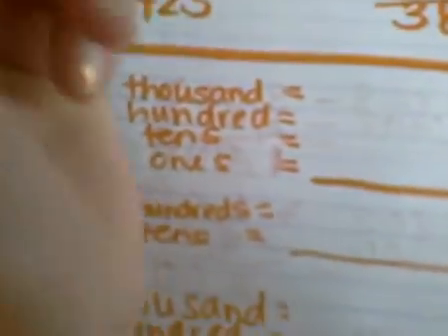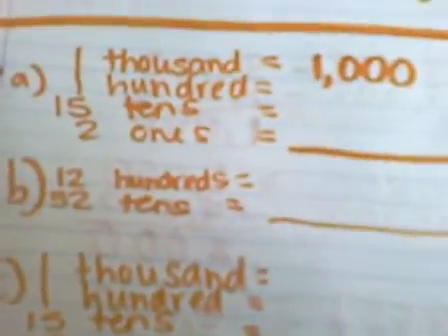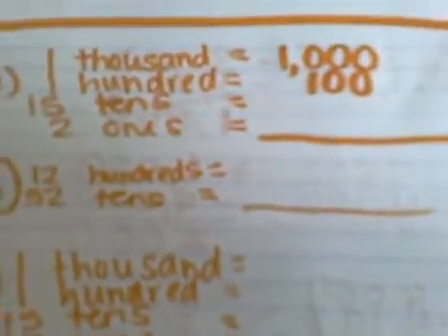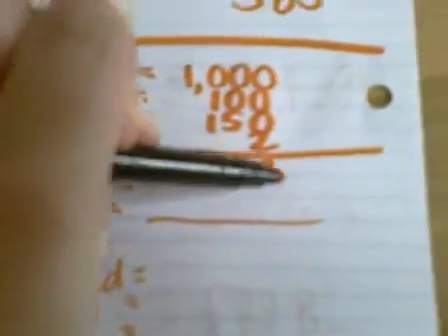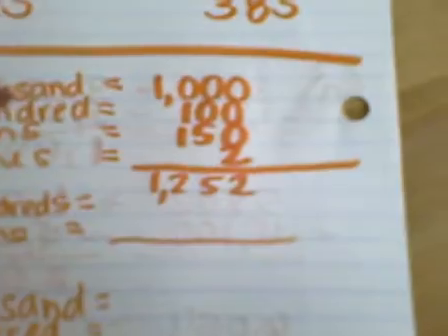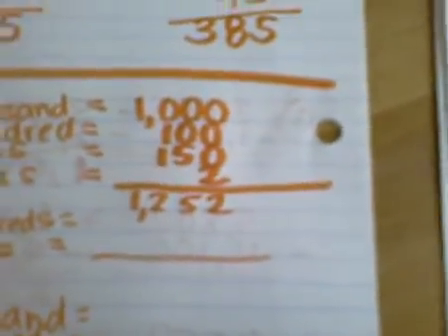The question says, which of the following is not equivalent to the number represented by the base 10 blocks? Not equivalent. So some of these answers are going to be equivalent, but we're trying to figure out which ones are not equivalent. Let's show our work for A, B, C, and D to find the value. So A, 1,000 is equivalent to 1,000. 100 is 100. 15 tens is 150. And 2 ones. Let's add all of these up, and we get 1,252.